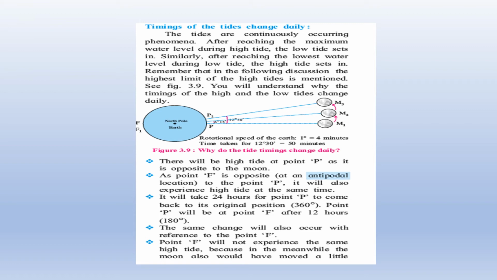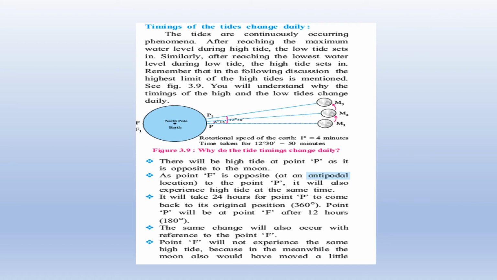Now, every day we know that the tide doesn't occur at the same time. A high tide and a low tide don't occur at the same time. The reason behind it is very important. The earth completes one rotation. In the diagram in front of you, this is P. The antipode of P is F.